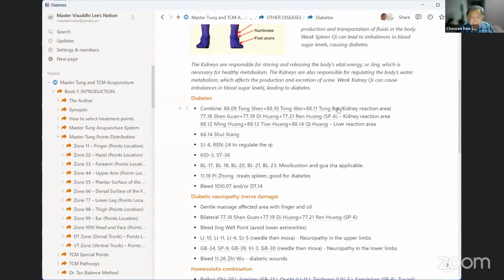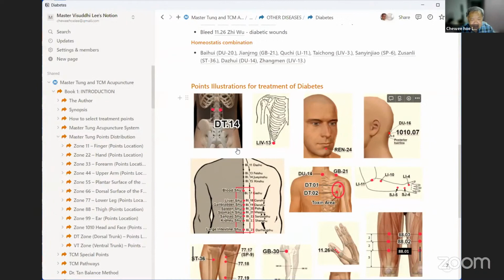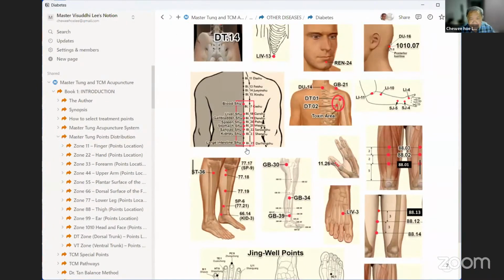Now, these points are points that I have extracted from experienced Tung practitioners, meaning the experts in Tung acupuncture. How do they treat diabetes? I have summarized it in a page like this. So this is how they treat diabetes. Then I've given you a quick look at the points. These are the points to treat diabetes.